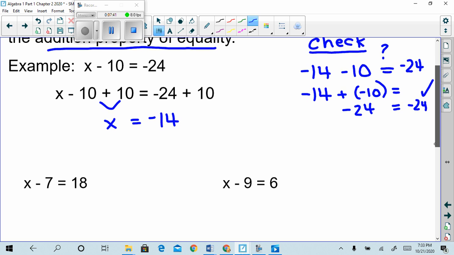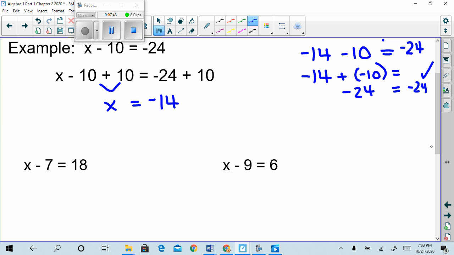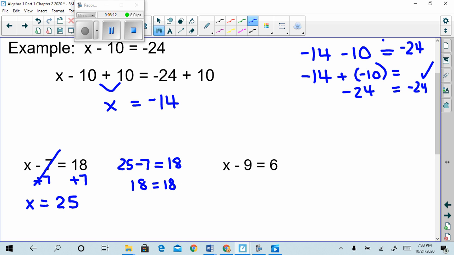Let's try one or two more. Again, now I've been writing it horizontally. Many people will just write it below, and this works as well if this is what you're used to. It will cancel out on the left, and I add on the right. I could do the check, and I'd say 25 minus 7, does that equal 18? Don't assume that you have it right. Actually do the calculation, and we see that it works.